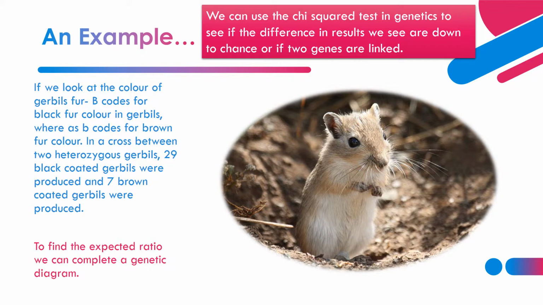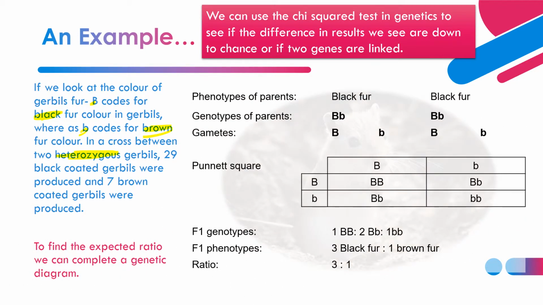If we have a look here, we have our dominant B, which codes for black fur, and a small b, which codes for brown fur. Now, in a cross of two heterozygous gerbils, so we know they have a dominant B and a recessive b, 29 black-coated gerbils were produced and 7 brown. We need to do our genetic cross first and calculate the expected ratio before we can run our chi-squared. So this is what we would have.